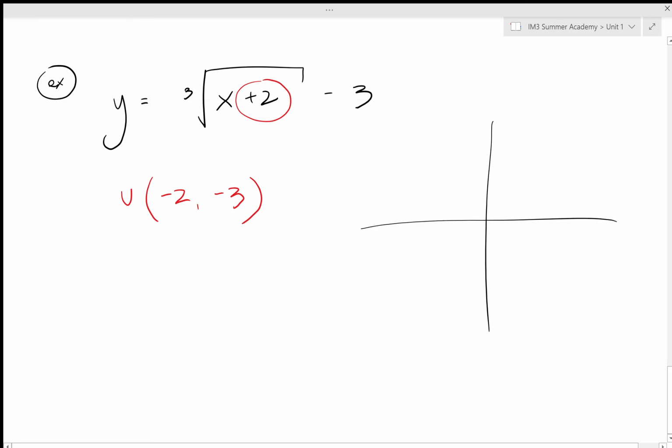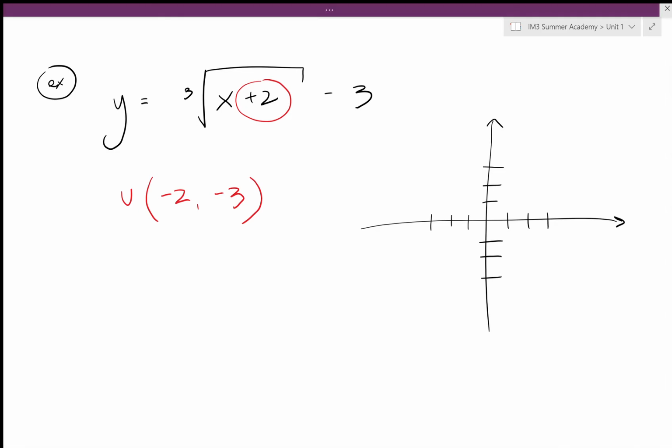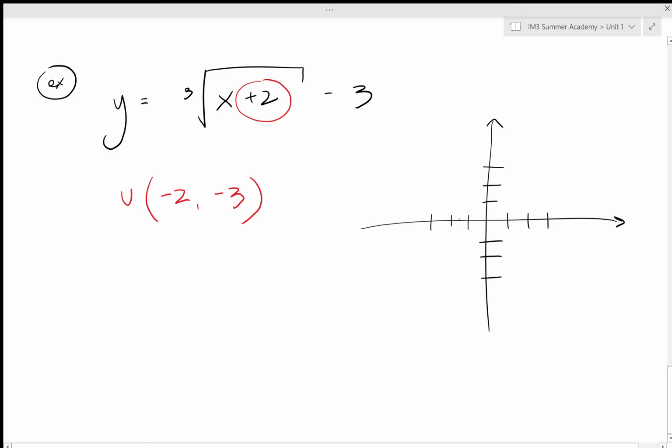So I'll show you what this graph looks like. 1, 2, 3, 1, 2, 3. So my vertex is at -2, -3. So back 2, down 3. So a good way to start this, maybe just like the square root, go ahead and shoot it off to the right. But when it's cube root, it's also going to shoot back to the left.